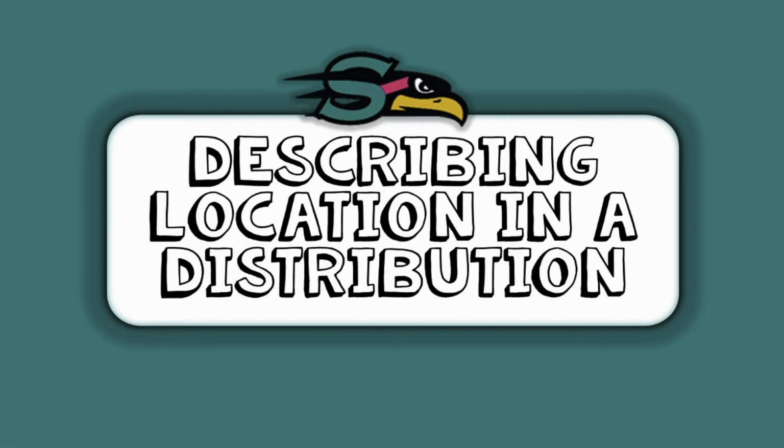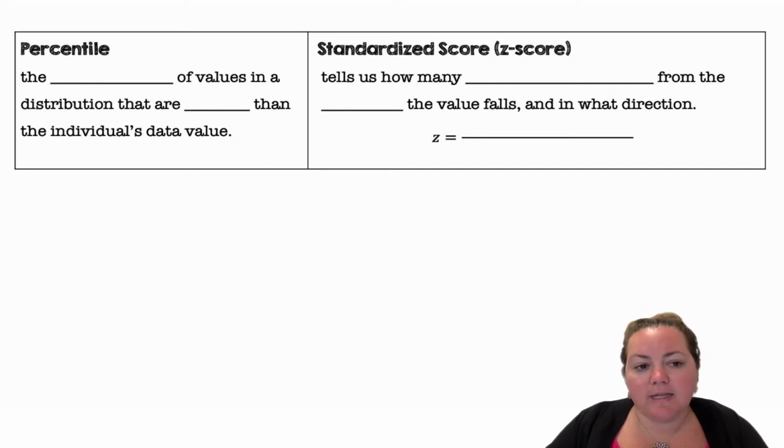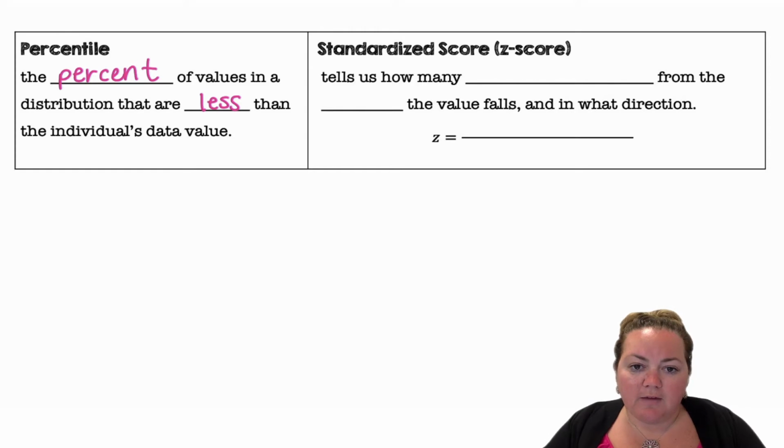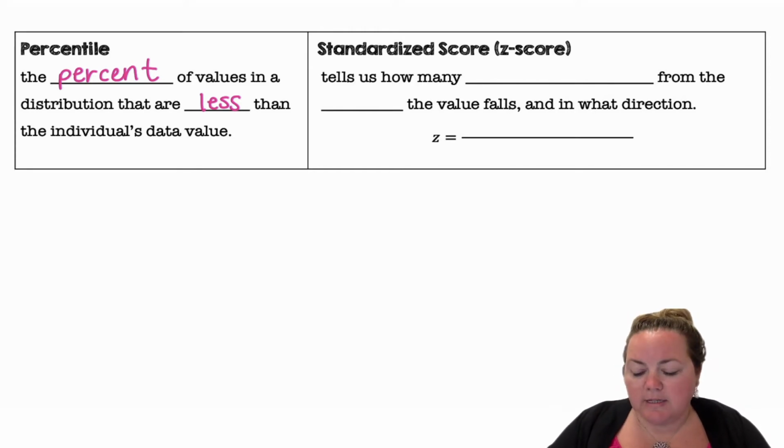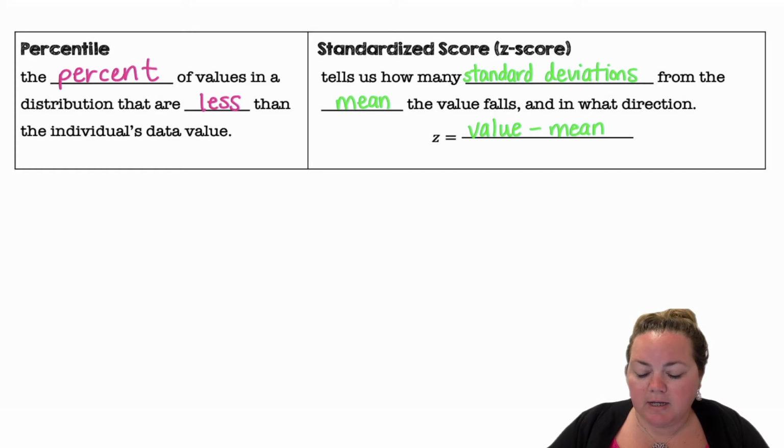We're going to start with percentiles. The percentile is the percent of values in a distribution that are less than the individual's data value. And we're going to use those and find z-scores. So standardized scores, or z-scores, tell us how many standard deviations from the mean the value falls and in what direction. And we can calculate the z-score by taking the value minus the mean and dividing by the standard deviation.